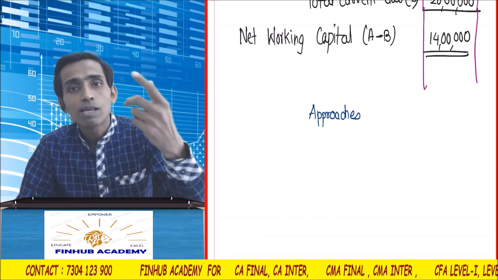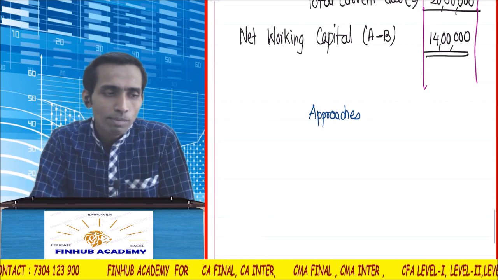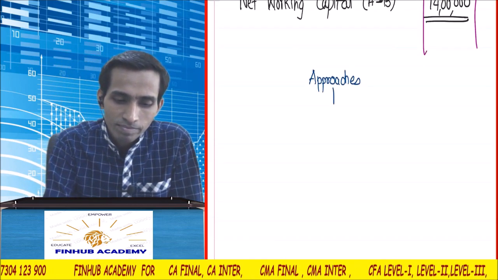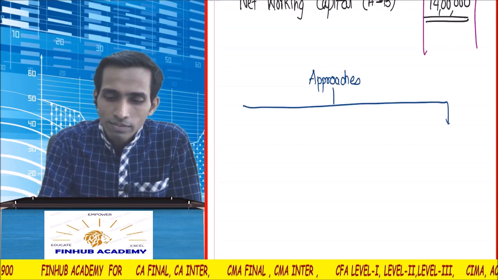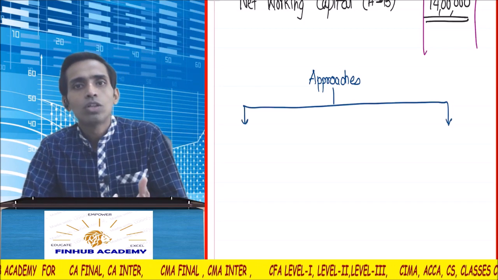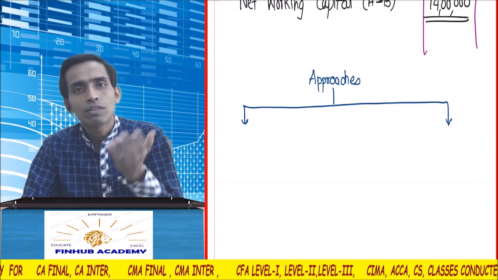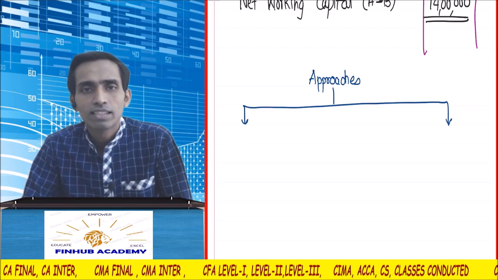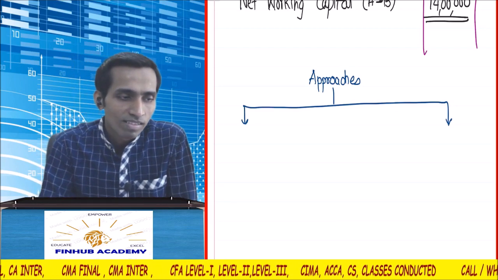Why are we calculating it to submit to the bank? For funding, finance, for loan. You want a working capital loan, so you have to make a statement and give it to the bank, so they will fund you. Is it clear?